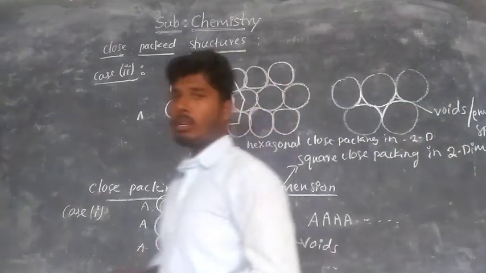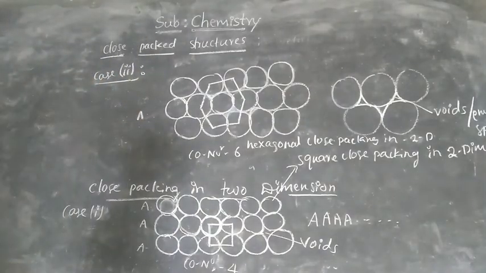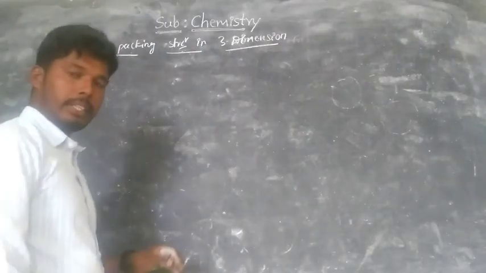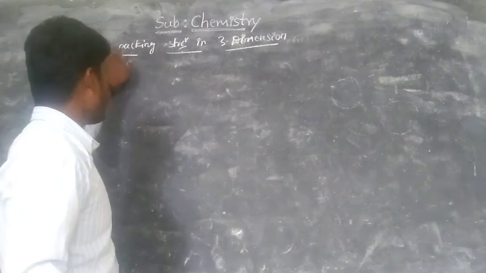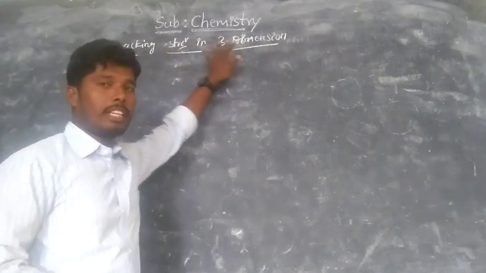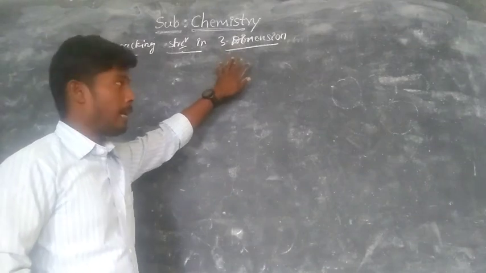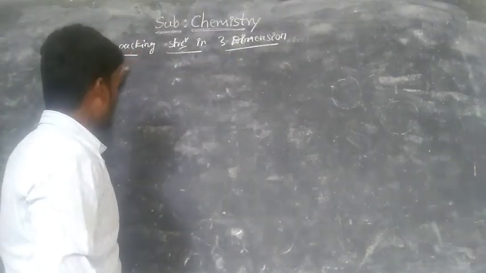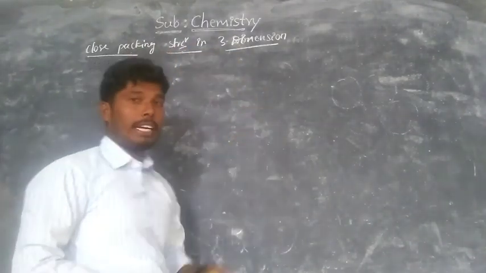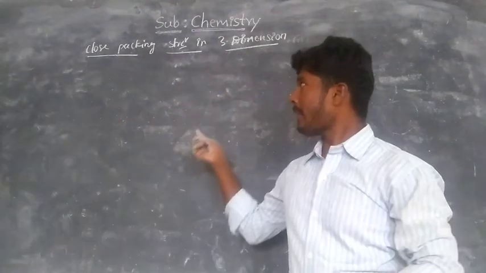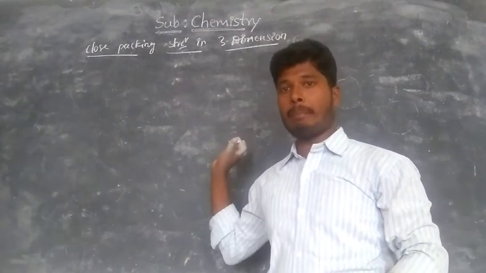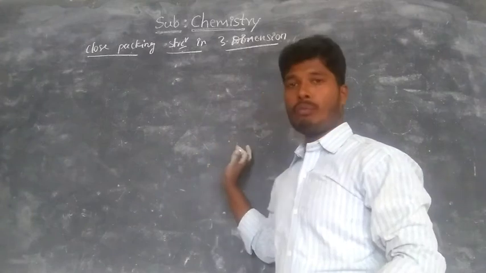Now three dimensional closed packing. Then next one, that is closed packing structure in three dimension. After knowing first and second closed packing dimensions, we are going to study closed packing structure in three dimensional. In this closed packing three dimension there are many methods or many types of crystal units.